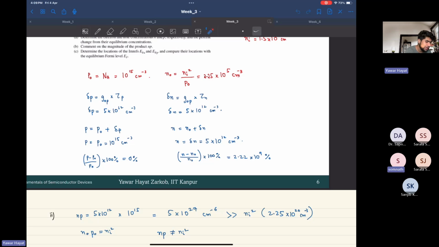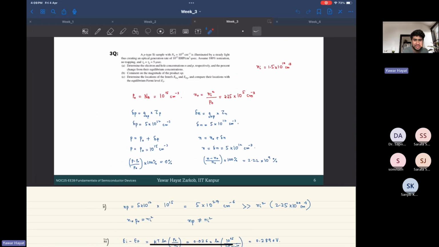Now, what would be my np? My np would be 5 times 10 to the power 12 times 10 to the power 15. And if you see, yes, it's way greater than ni square, right? So what does that indicate? That in this process we have excess carriers. If np is greater than ni square, that is excess carriers. Obviously it's not equilibrium. Had this been equilibrium, your np would be equal to ni square.